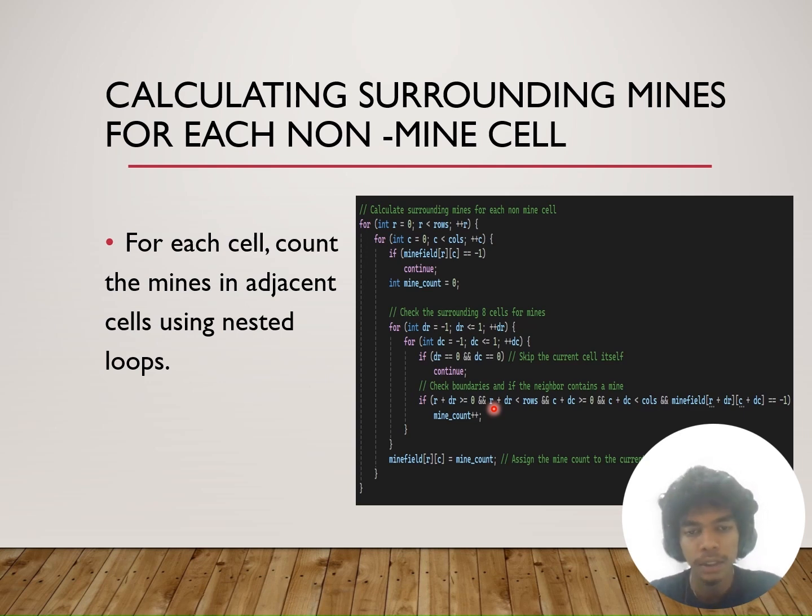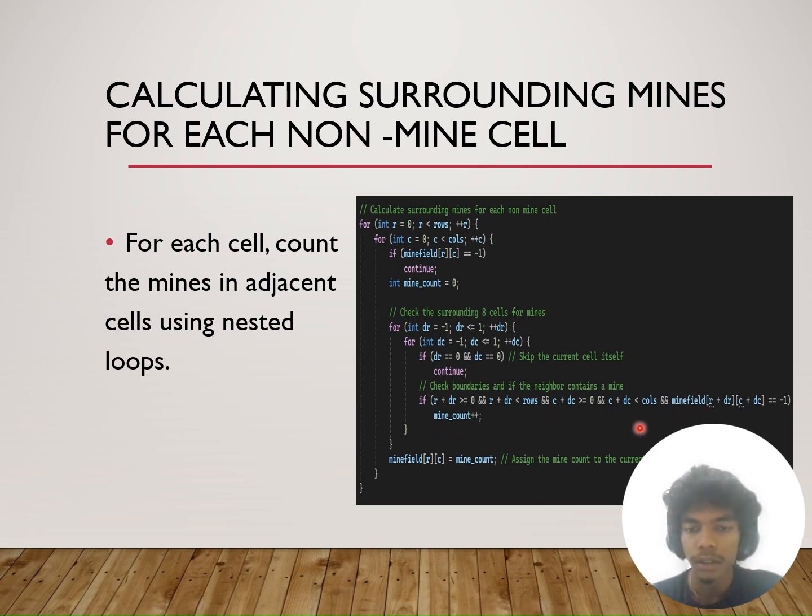So that means r plus dr must be greater than or equal to 0, and similarly it must be less than rows, because if it is rows or rows plus 1, then again it would go out of the minefield, which is not what we desire. So similarly we do that for columns as well. And this is just ensuring that the element which we are checking is inside the minefield.